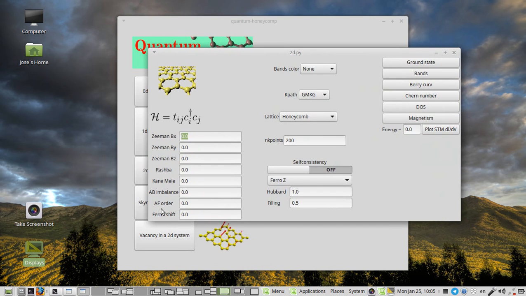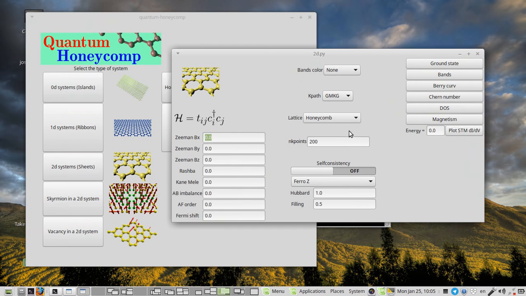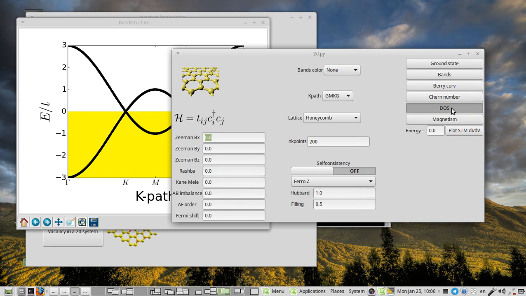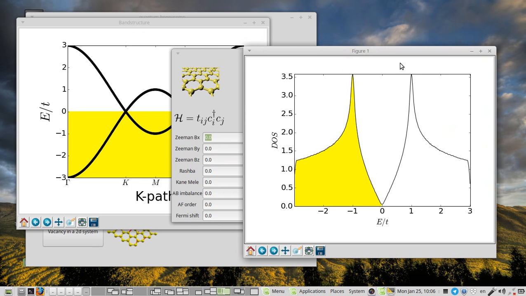In here we again can change the different parameters of the Hamiltonian. We can change the geometry between different lattices, and we can also add interactions. So the first system that we are going to try is, as I said, pristine graphene. So we press the ground state button, we press bands, and we see the band structure of graphene. We can also calculate the density of states of this just to make sure that we actually have graphene and that it's what we have.